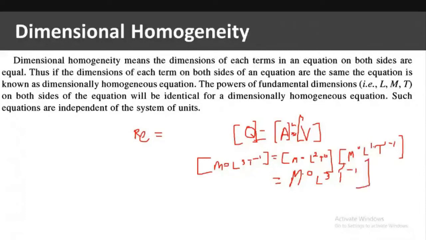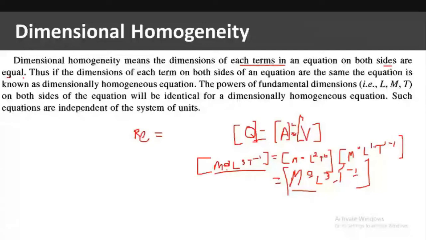You can see the dimension of RHS is M0 L3 T minus 1. That equals to dimension of LHS, M0 L3 T minus 1. Okay. So if the dimensions of right side of the equation and left side of the equation are same, that type of equation is called a homogeneous equation, or you can say it is dimensionally homogeneous. So dimensional homogeneity means the dimension of each term in the equation on both sides are equal. That means whatever dimension to the power on left side and right side, this should be same.